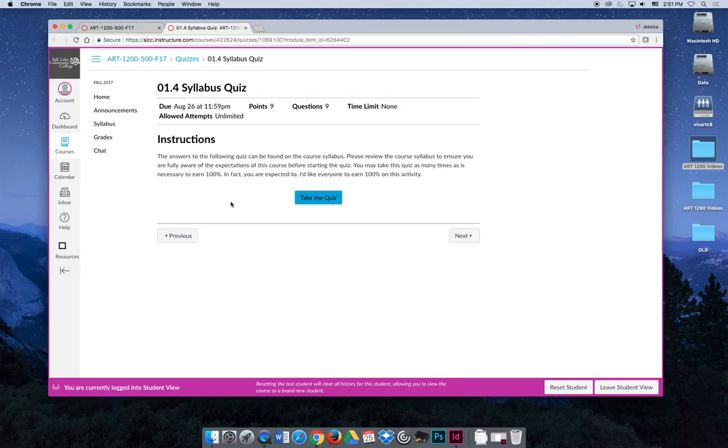during the first week. The quiz has unlimited attempts, so if you get a 6 out of 9 on the first attempt, you can retake it over and over again until you get 100, and I would expect you to do that. So there's no reason that anyone cannot score 100% on all of the getting started activities this week.